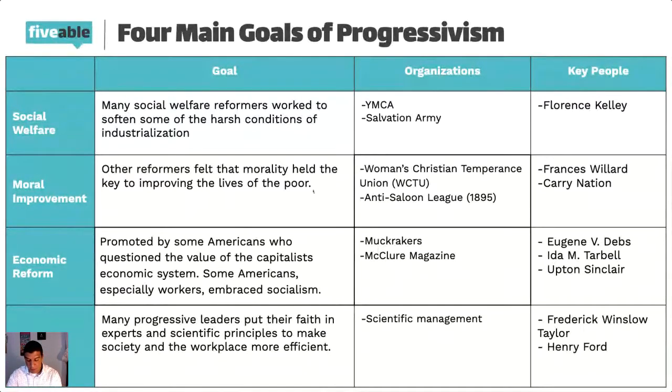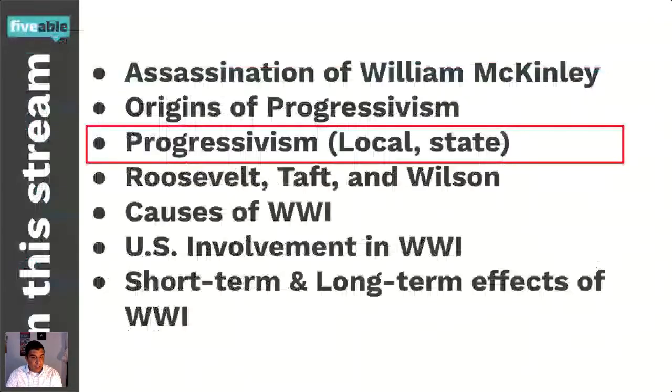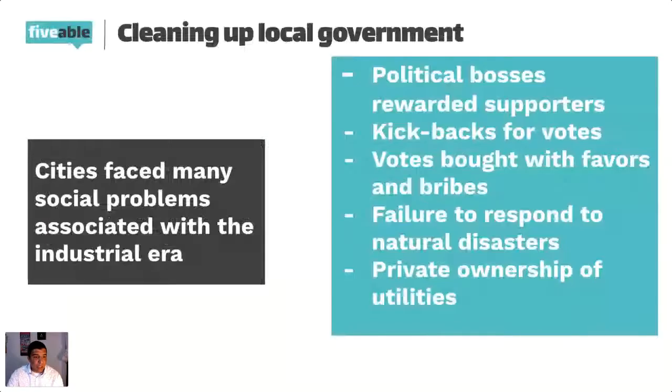So that's very important. Let's look at what these progressives were trying to do at the local and then the state levels, and then we're going to look at the national level. Cities were facing many problems during that time associated with the Industrial Revolution. I know you guys have learned about this. What were some of the problems associated with the Industrial Revolution?